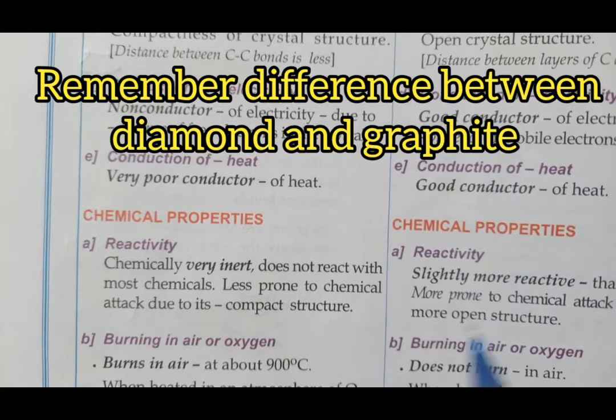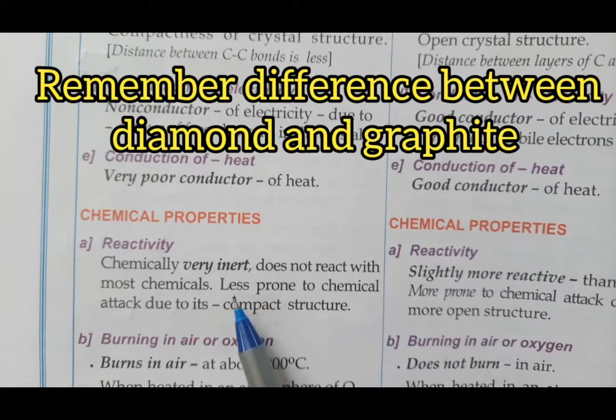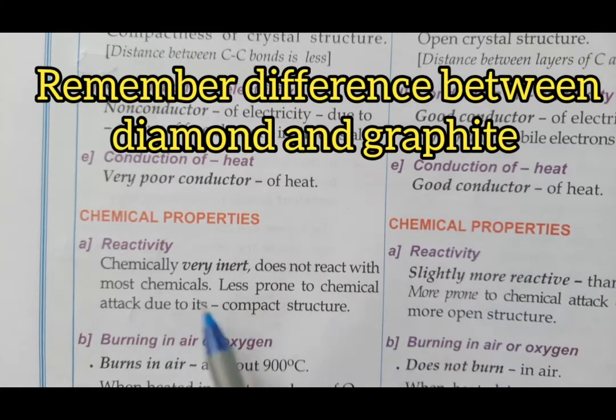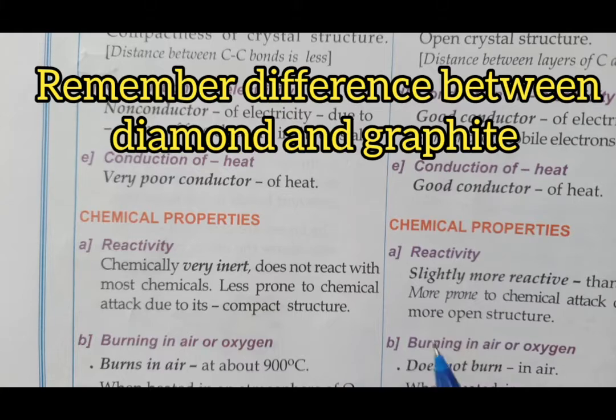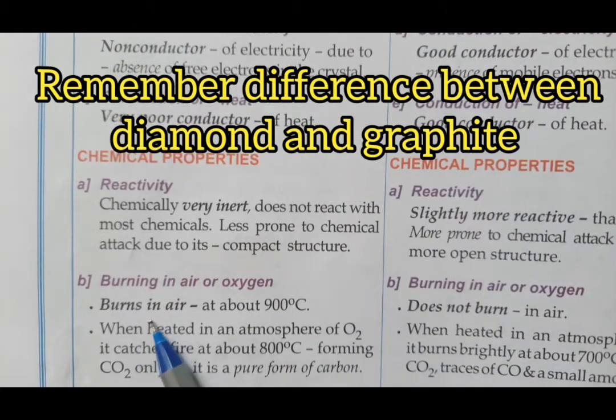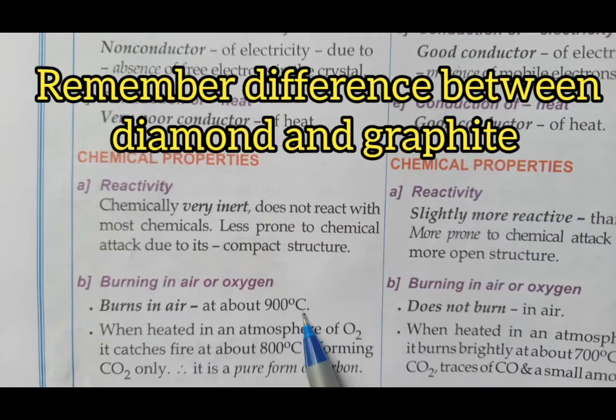If it reacts, we'll never make its ornament. So we make its ornament because it is very inert, means does not react. Whereas graphite is slightly more reactive as compared to diamond. Now, you can remember diamond burns in air at about 900 degrees Celsius, which is a very high temperature, isn't it?